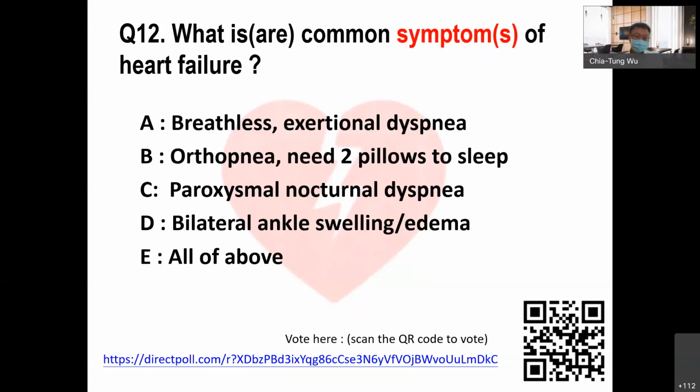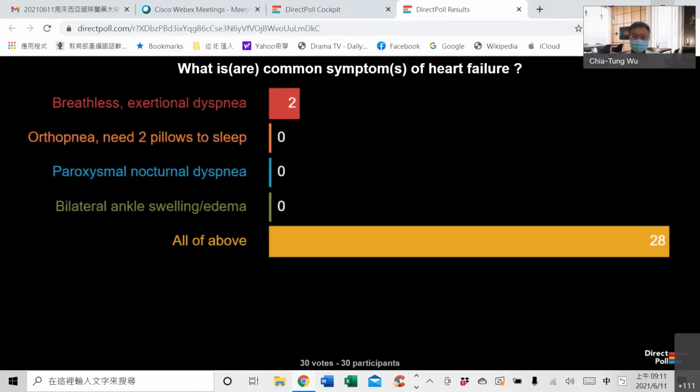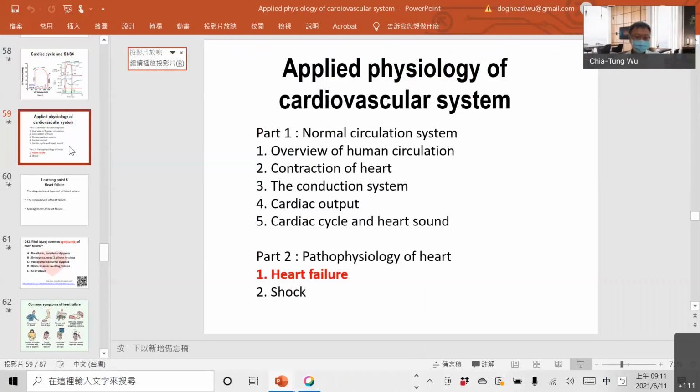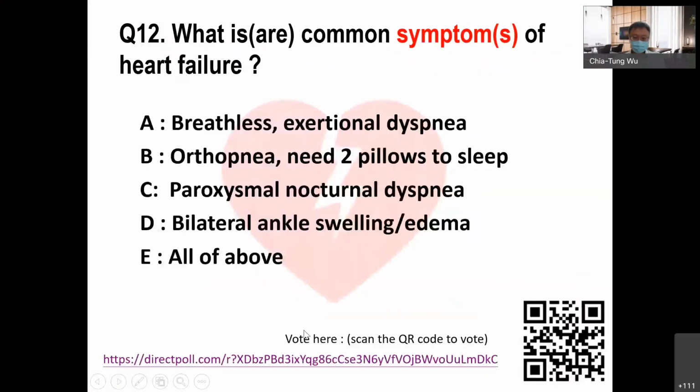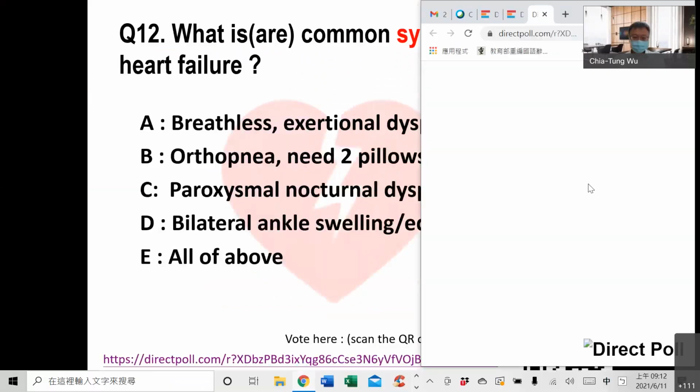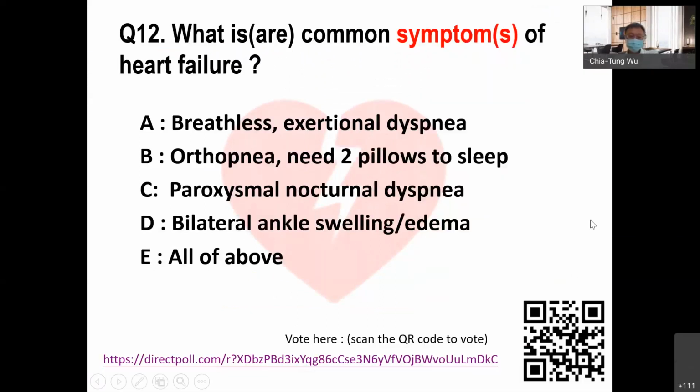So, okay, I should not put the answer all above. I think everybody else chose all of the above. Okay, the correct answer is all of the above. Right, you are right. All these symptoms can happen in a patient with congestive heart failure.